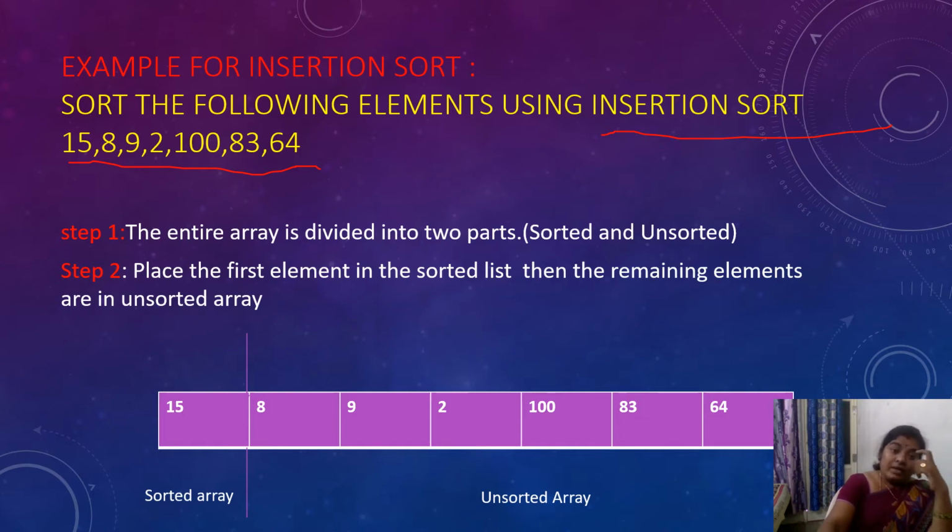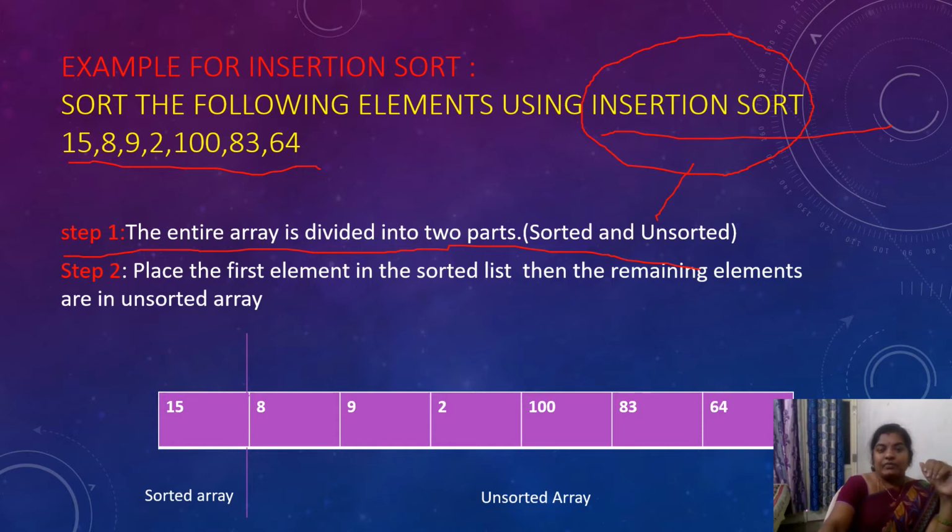Okay. So I already explained the procedure, how to perform insertion sort. So in the first step, the entire array is divided into two parts, sorted as well as unsorted. In the second step, I told you to place the first element in the sorted list of the given array. So this is the given array S.